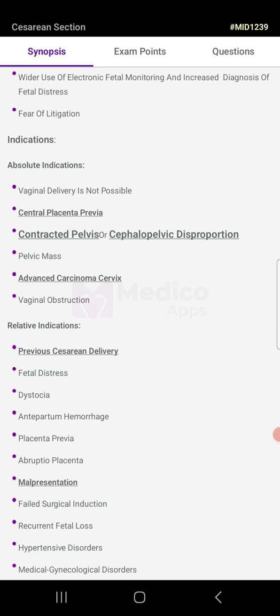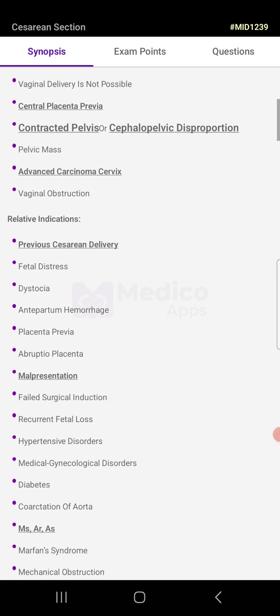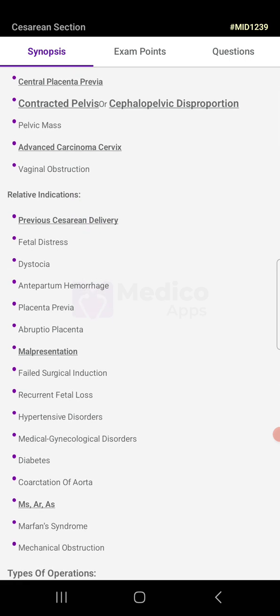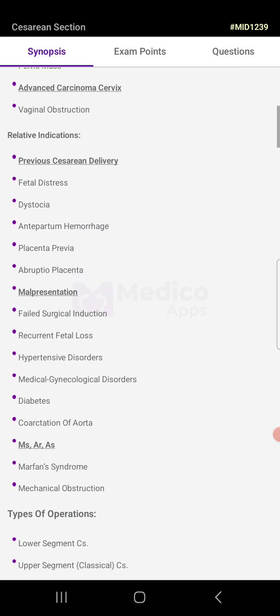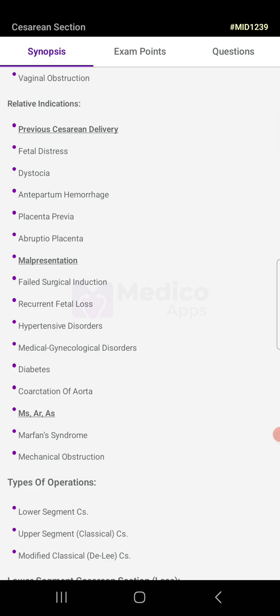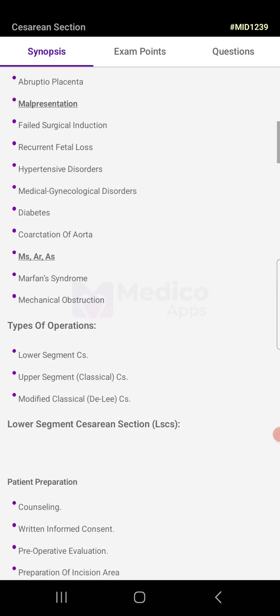Relative indication. Previous Cesarean delivery, fetal distress, dystocia, antepartum hemorrhage, placenta previa, abruptio placenta, malpresentation, failed surgical induction, recurrent fetal loss, hypertensive disorder, medical gynecological disorder, diabetes, coarctation of aorta, MS, AR, AS, Marfan syndrome, mechanical obstruction.